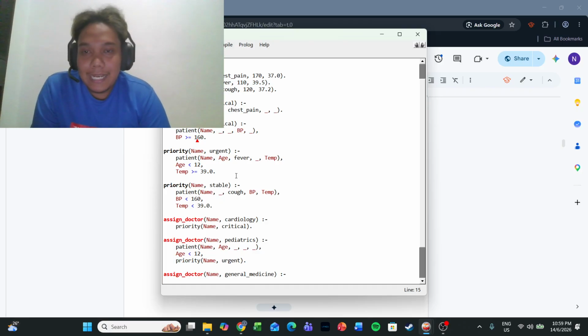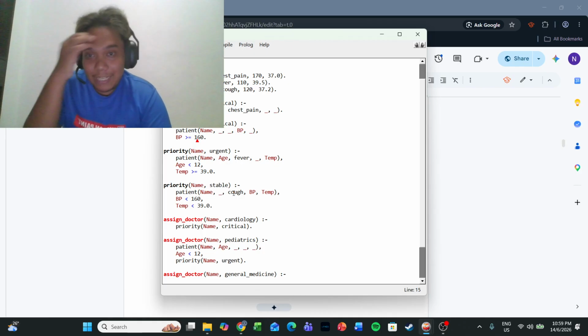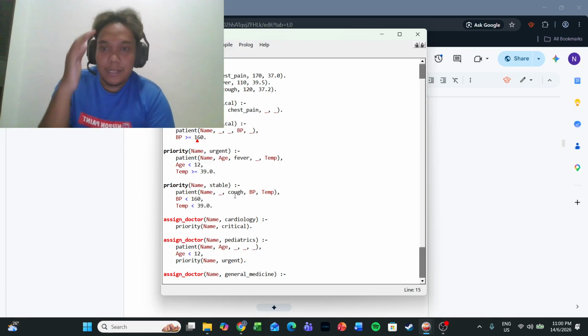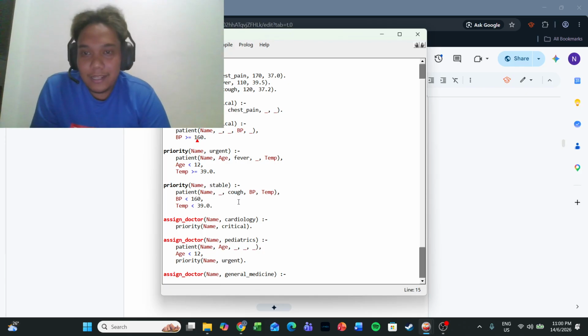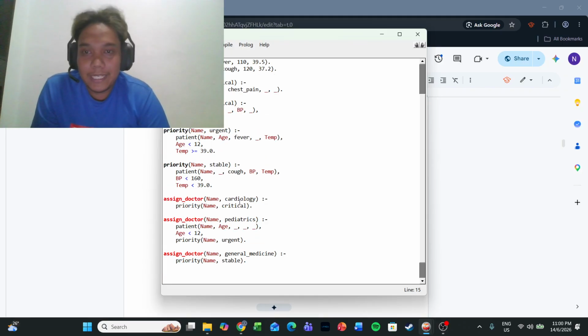Okay, for the next one is urgent. So urgent, they have two requirements that they need to fulfill, which is age must be less than 12 and temperature need to be more or equal to 39 Celsius. So if they fulfill both age and temperature, they will be urgent. And then last but not least, which is stable. So when the blood pressure is less than 160 and also the temperature is below 39, the patient automatically will be stable.